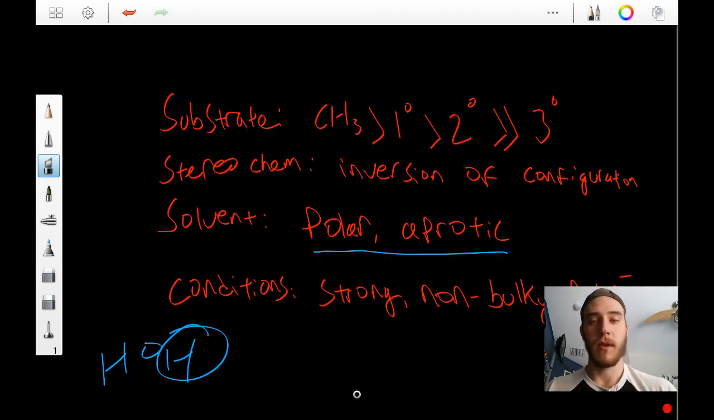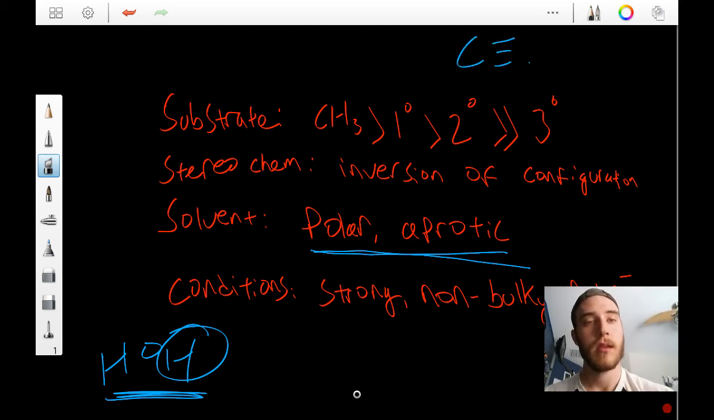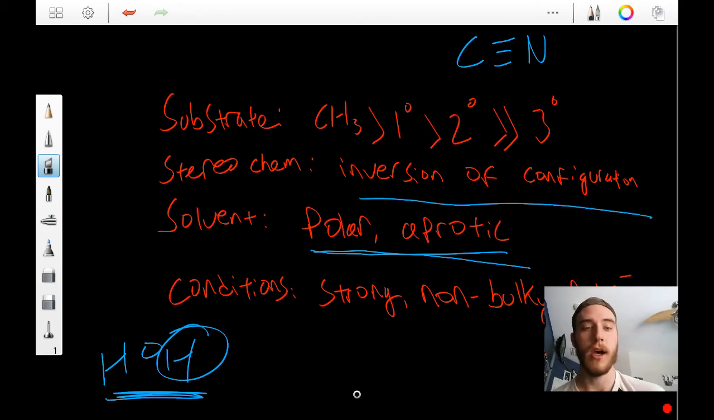Just to sum it up, we want something that is polar and aprotic for our solvent. Unlike something like water, where it is polar but has protons to donate, we want something maybe like a nitro. This is polar but has no protons to donate. There's an inversion of stereochemistry. We want our nucleophile to be a strong but non-bulky nucleophile, so something like iodine would be great.